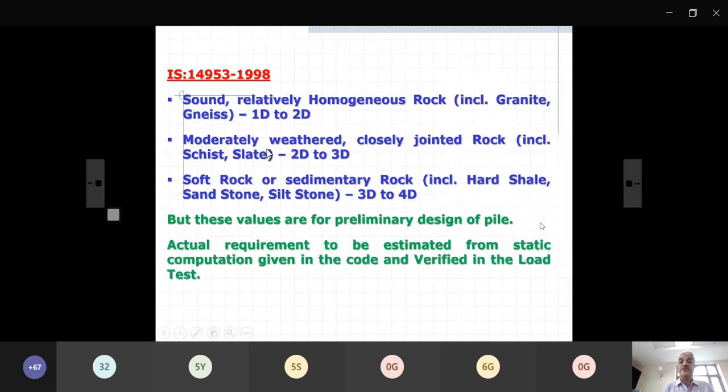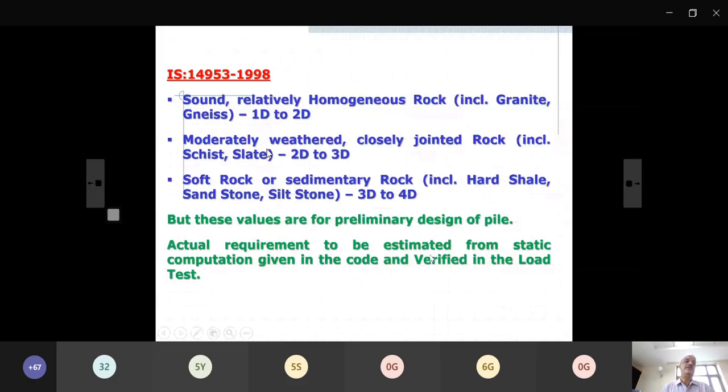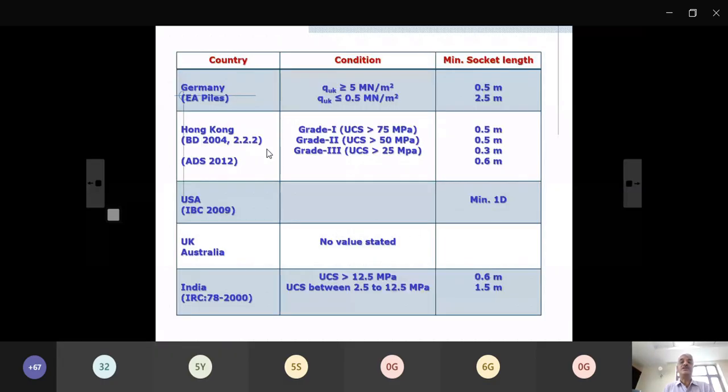Now what else is given? It says the actual requirement is to be estimated from static computation given in the code and verified in load test. It has given a computational method also. It says you try to do that and then refine it and finally verify in the pile load test. If your capacity is coming very high compared to the design, reduce the socket. So they are on the higher side. The code also says it.